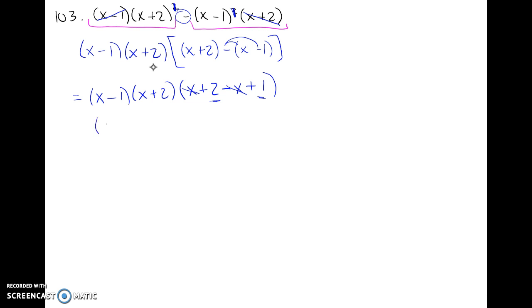Now, you can write it like that, x minus 1, x plus 2 times 3. Or you can move the 3 to the front. I usually like to put the constant in the very front. So 3 times x minus 1 times x plus 2.